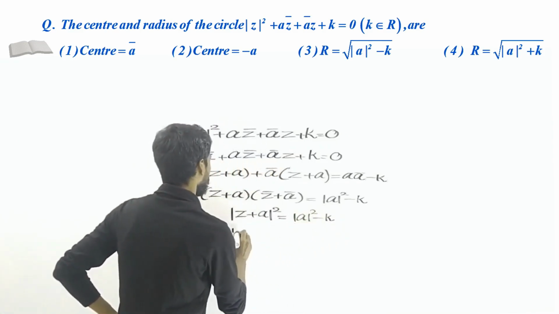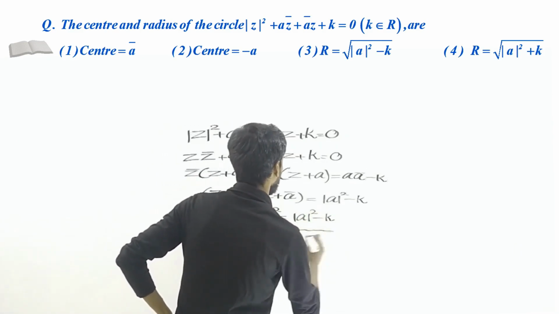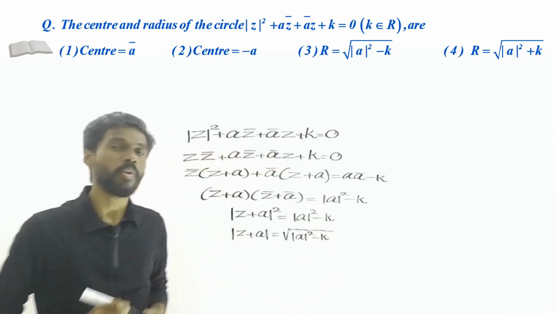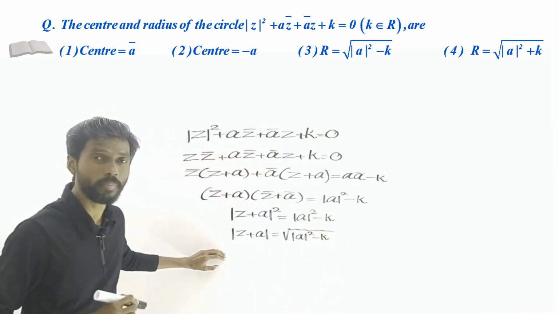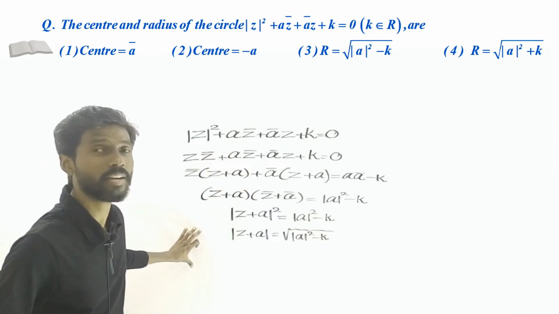Now if you take the square root, we get modulus of z plus a equals square root of modulus of a squared minus k. Now we have the equation in the form modulus of z minus a equal to r. Then we can write directly the center and radius.